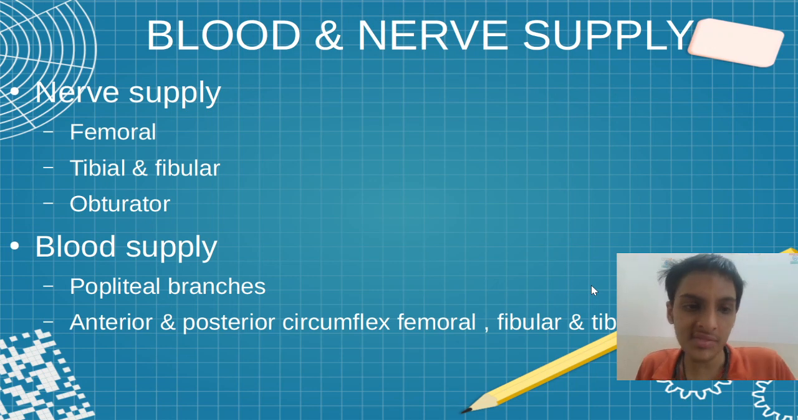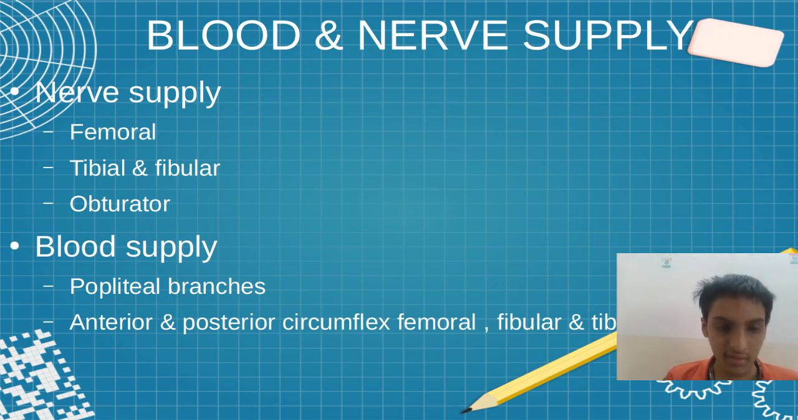Let's see the blood and nerve supply. First, blood supply, we have the popliteal vessels, and we have the circumflex femoral, fibular and the tibial branches. Remember it as 2FT, 2FT, femoral and fibular with the tibial, circumflex branches. Nerve supply we have already seen, tibial and fibular. Extra we had femoral, and actually extra is obturator. From the diagram you can guess the blood and nerve supply. So extra here, please add obturator.